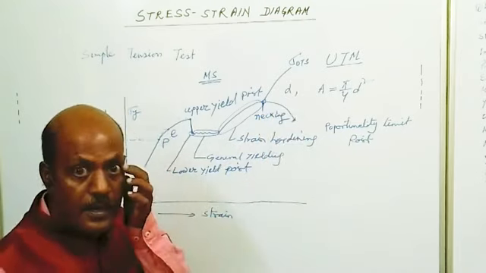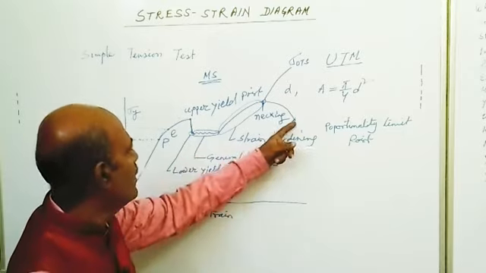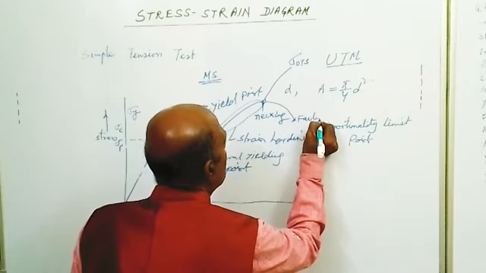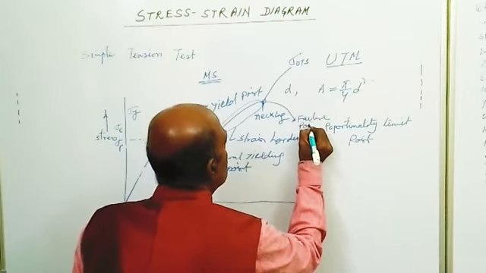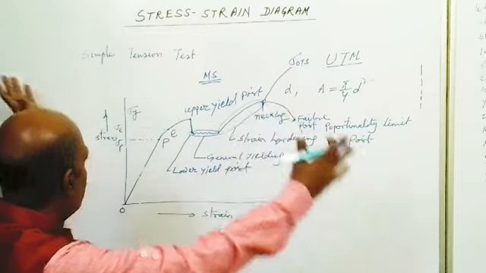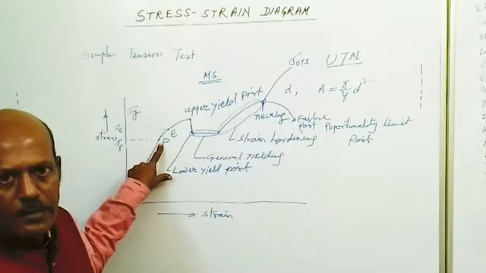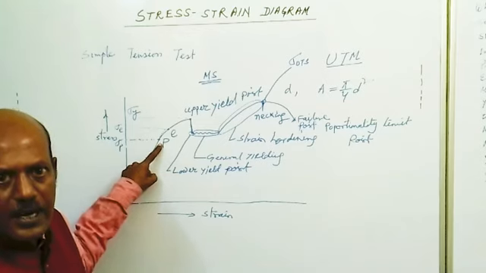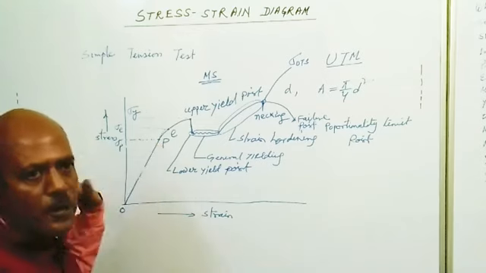Okay, and ultimately the body will fail here, at the failure point. So we have seen so many points here. The first point is the proportional limit. Up to the proportional limit, or up to point P, the curve is a straight line and Hooke's law is obeyed up to point P.